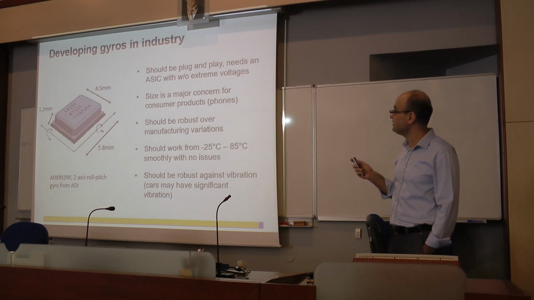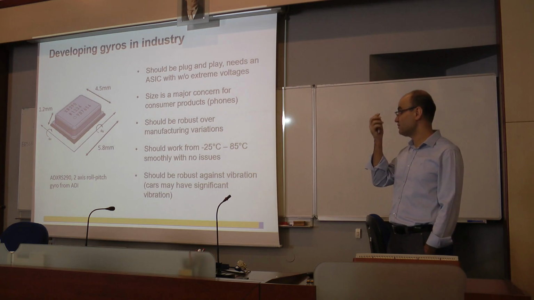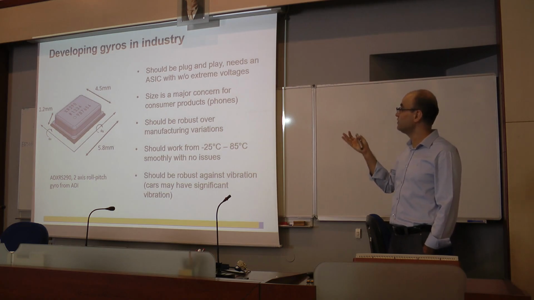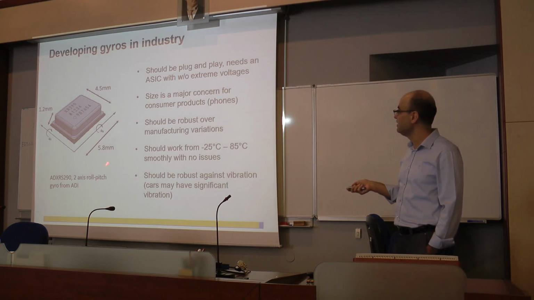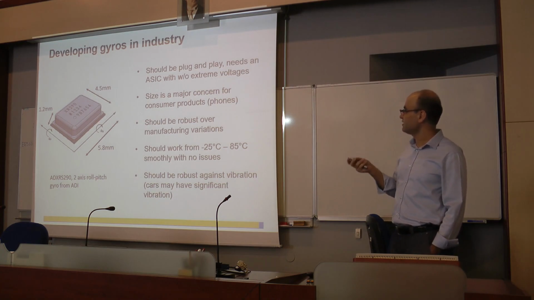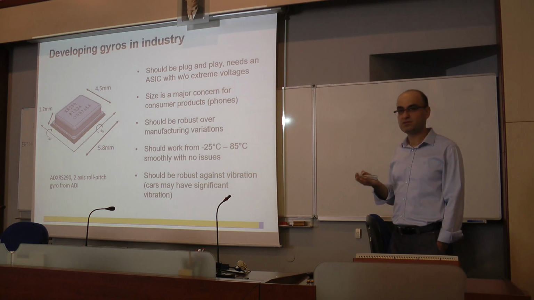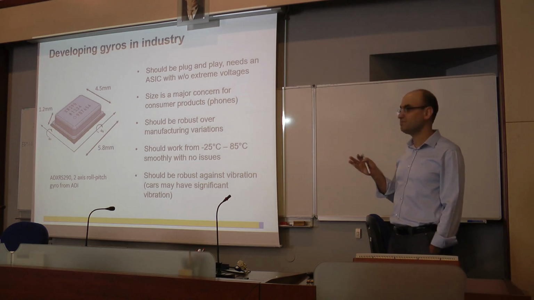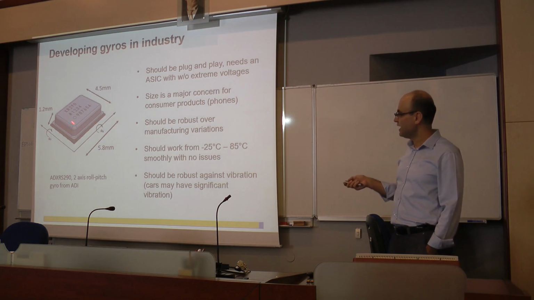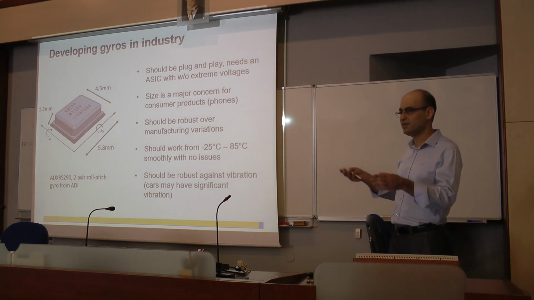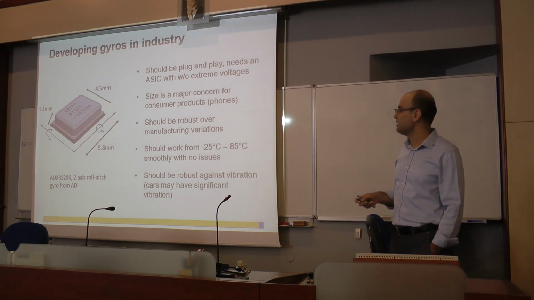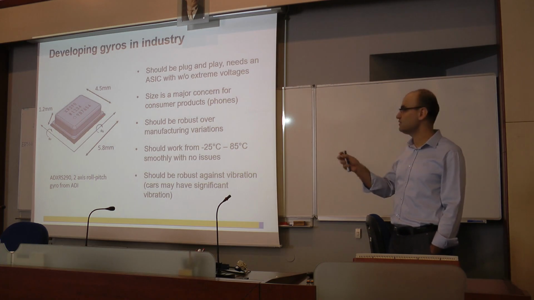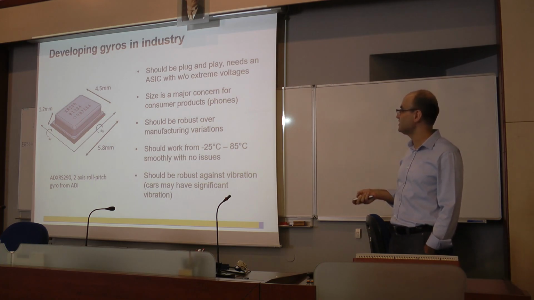My final slide. What I haven't talked about is how you develop gyros in industry, because I work at Analog Devices. This is a released product, the ADXRS290. The first thing is that it should be plug and play. When you have the gyro, it can't be so big, so it requires an ASIC. This thing has everything inside. It doesn't have a big lock-in amplifier box; I will take this and it works. It's like 6 millimeters, like 5 millimeters.